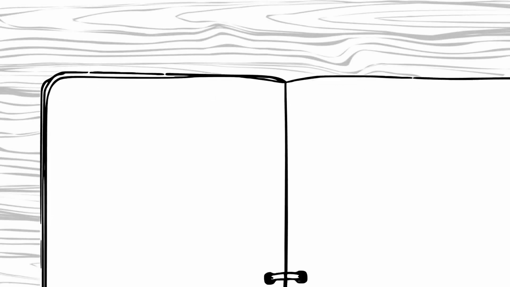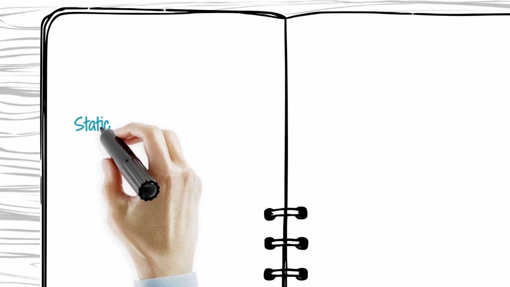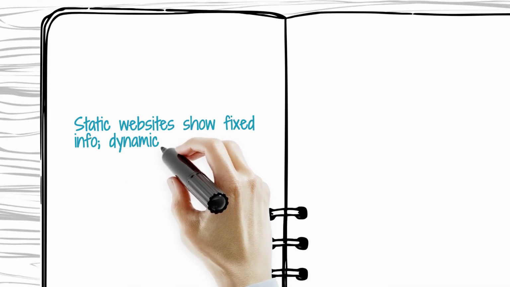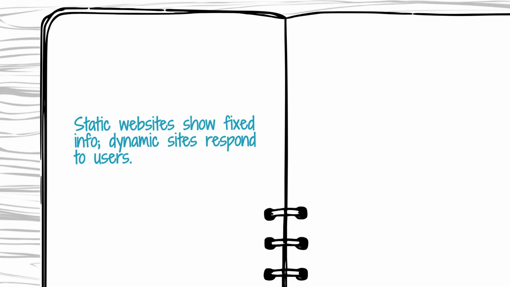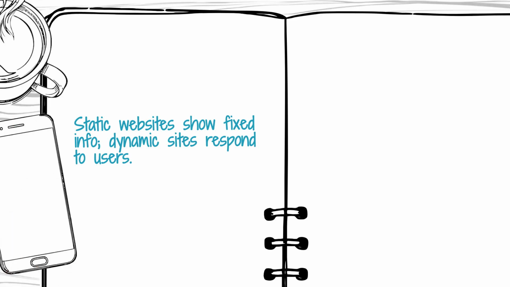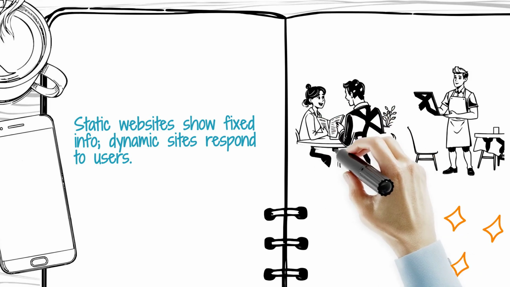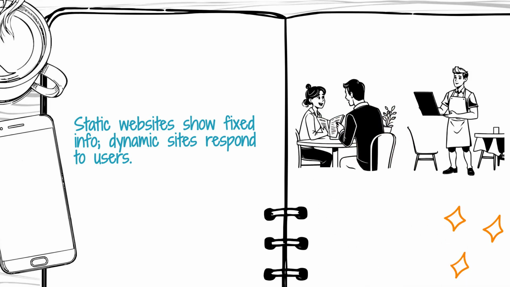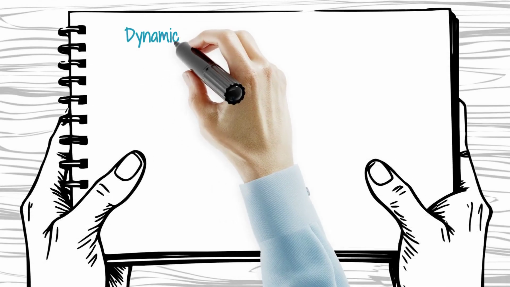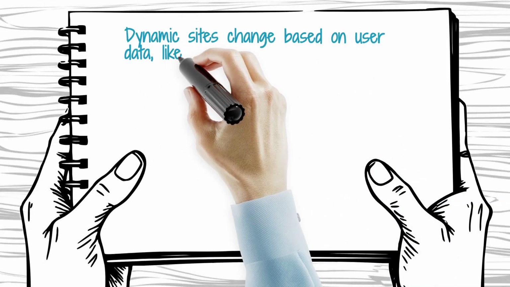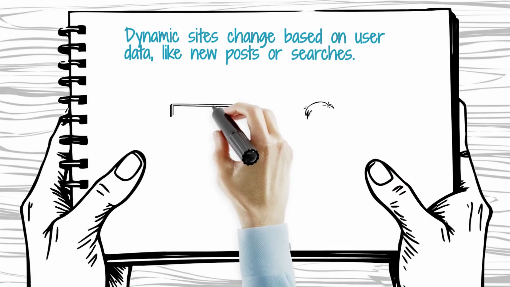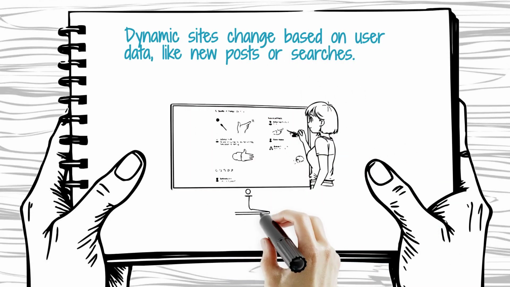Now, static versus dynamic. A static website is like a printed restaurant menu. It shows info, and it doesn't change unless someone updates the file. Great for portfolios, landing pages, simple business sites. A dynamic website is like a restaurant with a waiter. You ask for something, and the system responds. Content can change based on data, like new posts, search results, or user profiles. Most web apps are dynamic because they depend on user data.